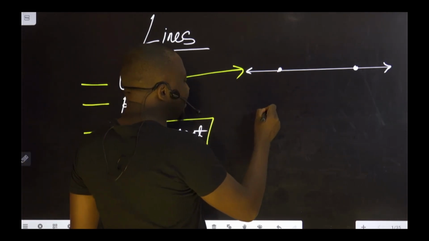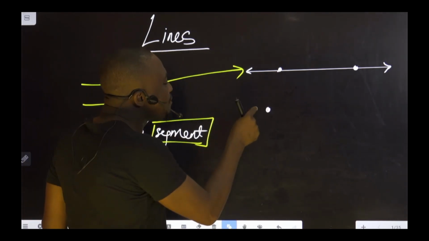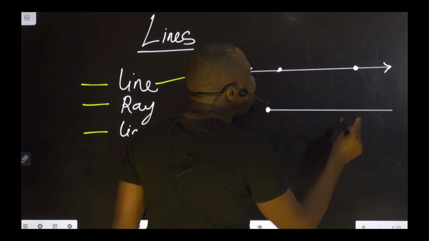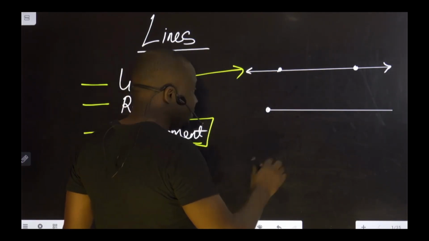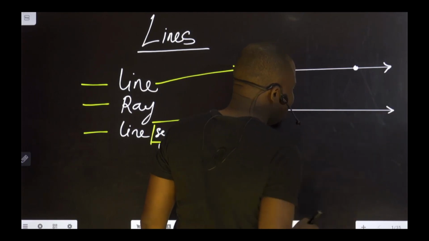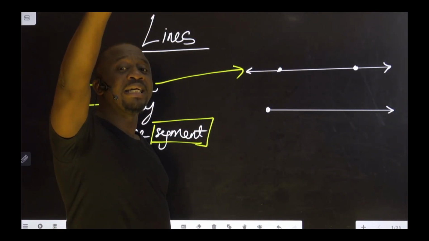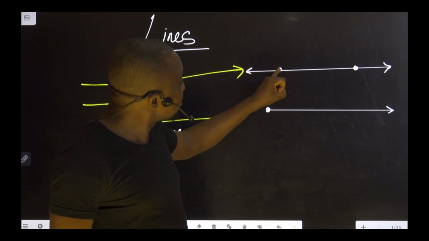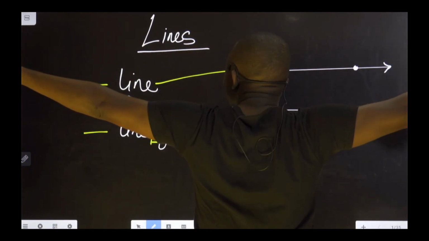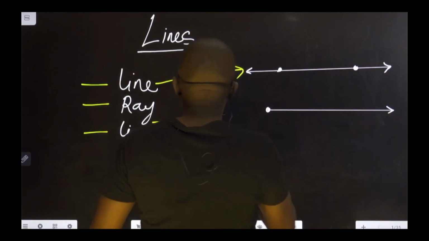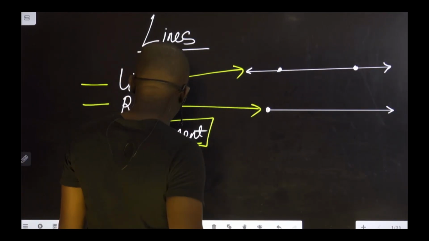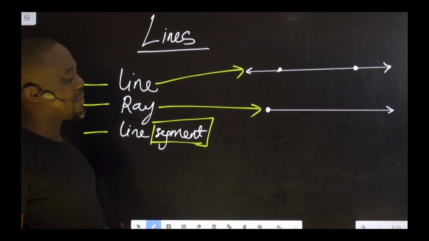What is a ray? You have a point and you draw a line starting from this point and you extend it infinitely. This is called a ray. That is, it's starting from a point and is going infinitely. This one is going in the opposite direction. We call this one line. This one is called a ray.